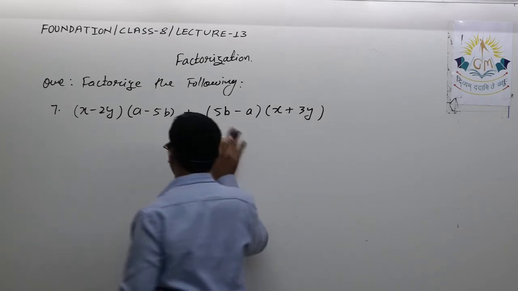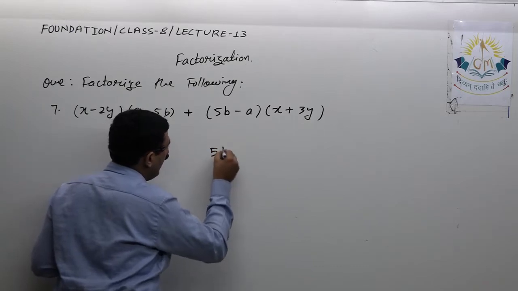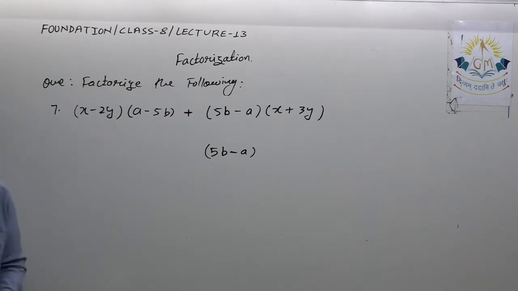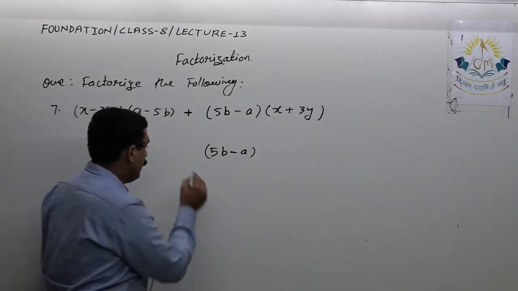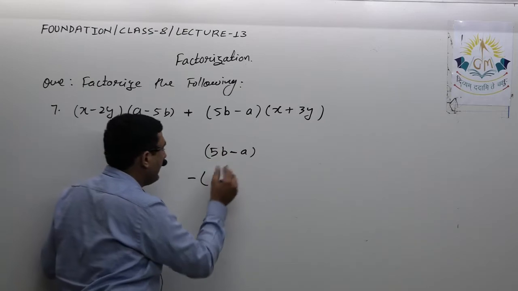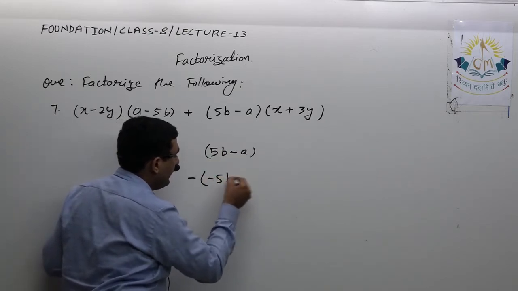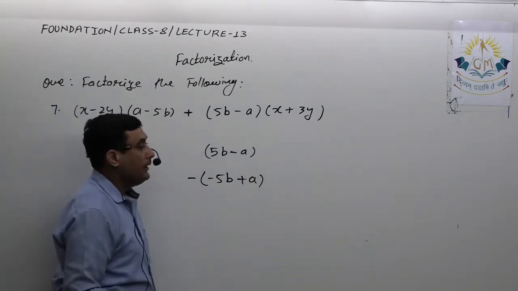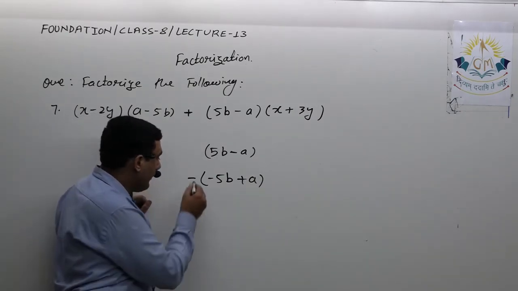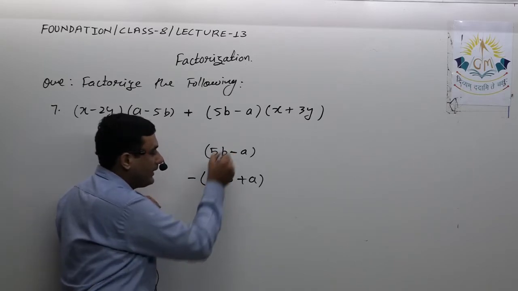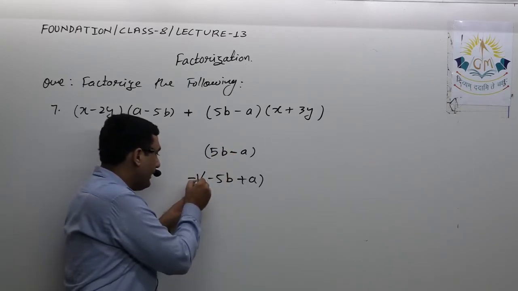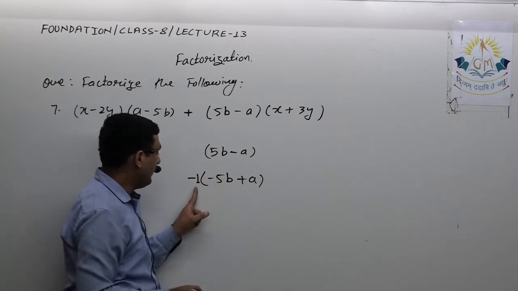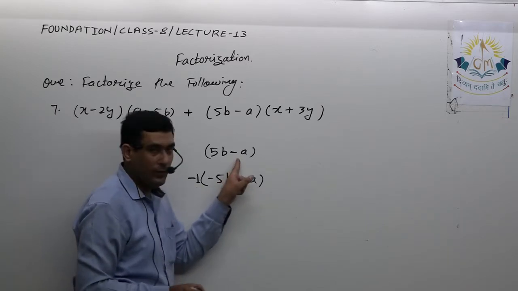Okay, if I take the minus sign common, see, I have 5b minus a. When I say minus sign common, it means I put the minus sign outside the bracket and here I change the sign. That means I write minus 5b plus a. That is known as taking the minus sign common. Now we can justify this. If I multiply this with this, I will get this. Minus means minus 1. If I multiply minus 1 with minus 5b, I will get plus 5b. If I multiply minus 1 with a, I will get minus a.